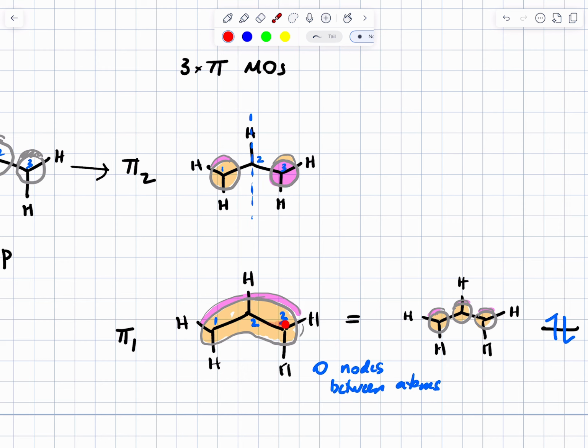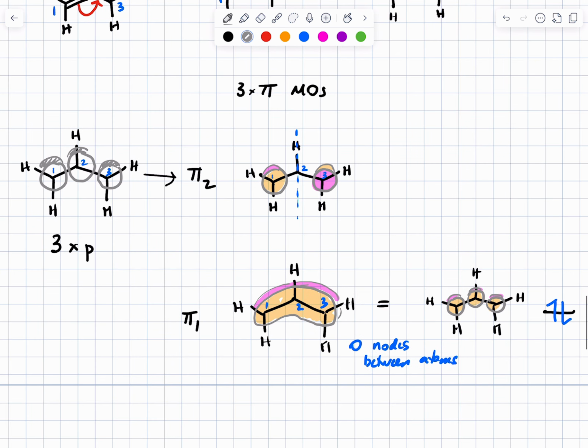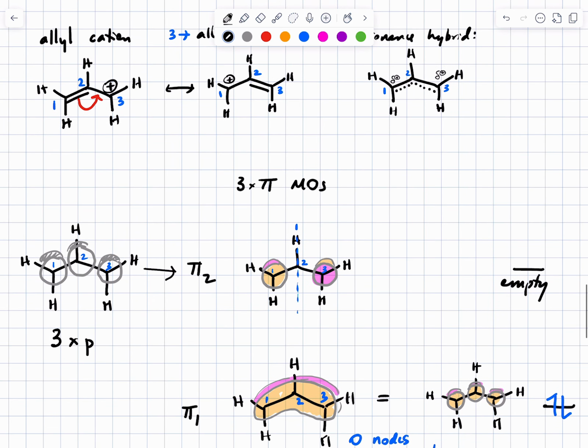So this pi 1 orbital is symmetric. The wave function is the same on one side as the other side. This one is anti-symmetric. It's the same except opposite wave function sign on the other side. This is the pi 2 orbital, and in the allyl cation, it is empty. Notice how that coincides with what we see up here about the place where the molecule is electron poor. It's electron poor on carbons 1 and 3, never on carbon 2.